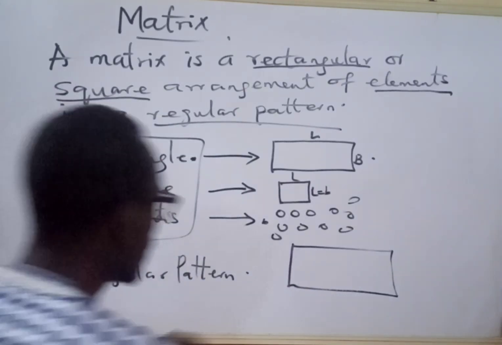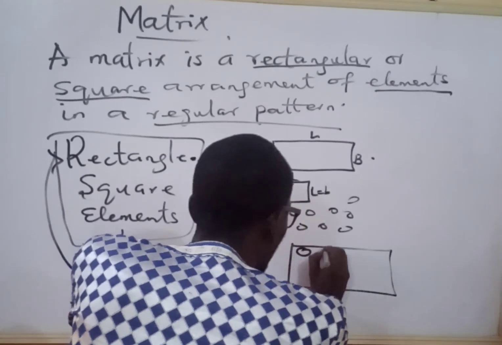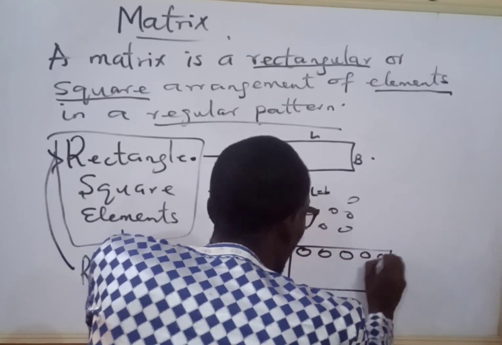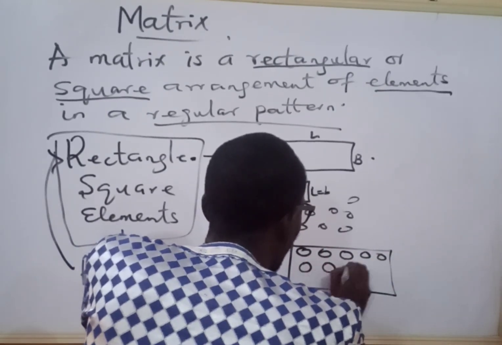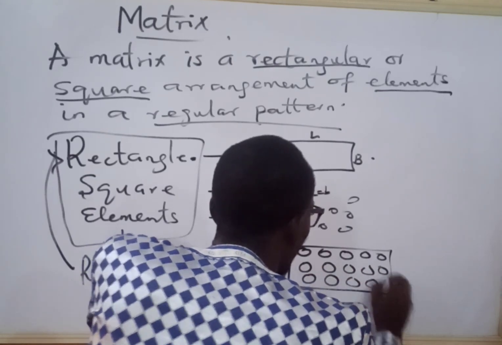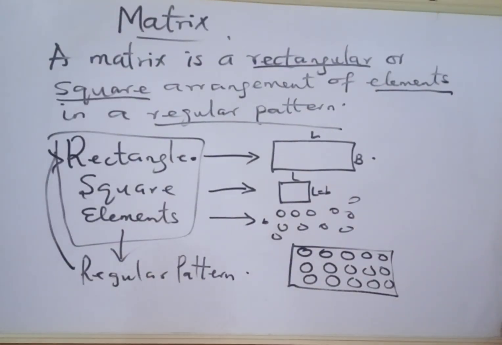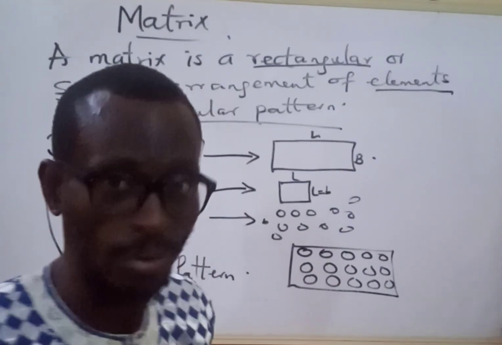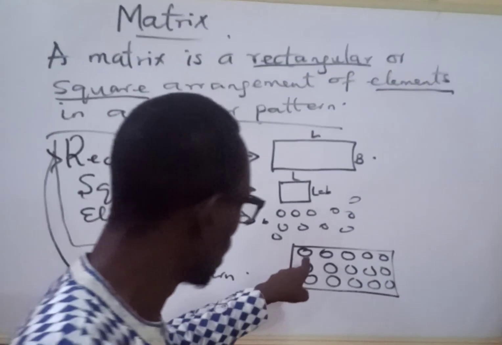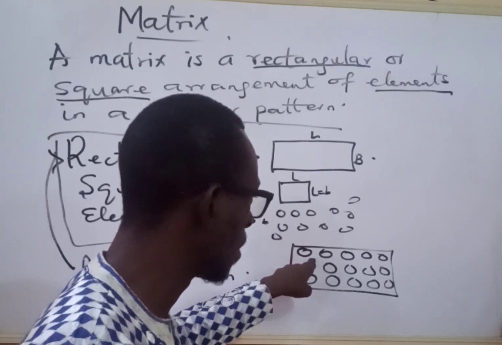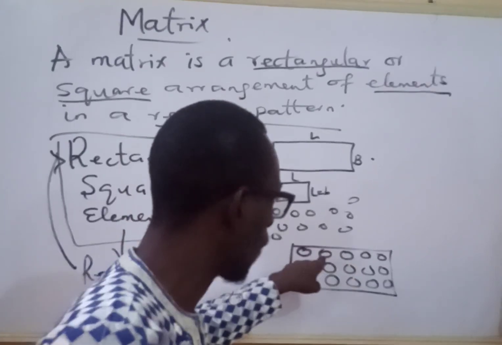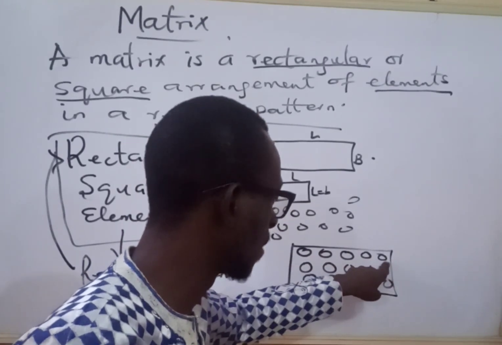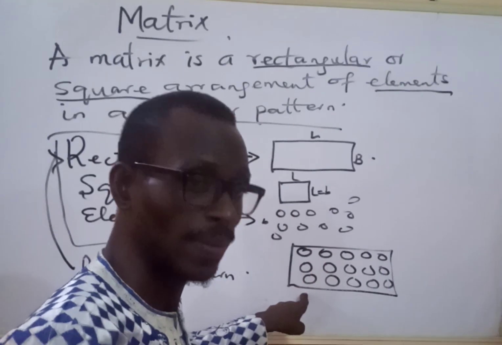So these are the elements now. 1, 2, 3, 4, 5, 6, 7, 8, 9, 10, 11, 12, 13, 14, 15. We can see from here that the elements form a rectangular shape, because the objects, which are the elements, we have 5 of the elements here, and 3 of these.